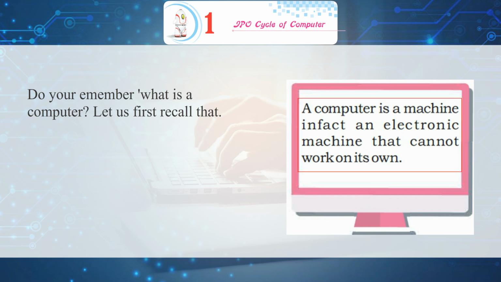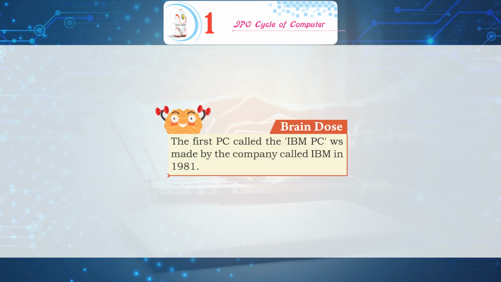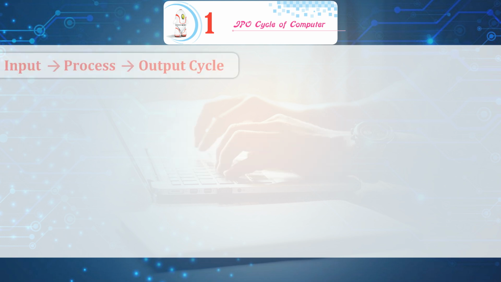A computer is a machine, in fact, an electronic machine that cannot work on its own. So, how does a computer work? A computer performs 3 simple steps to do its work, or you can say that a computer follows IPO: input, process, output cycle. Brain dose. The first PC, called the IBM PC, was made by the company IBM in 1981.